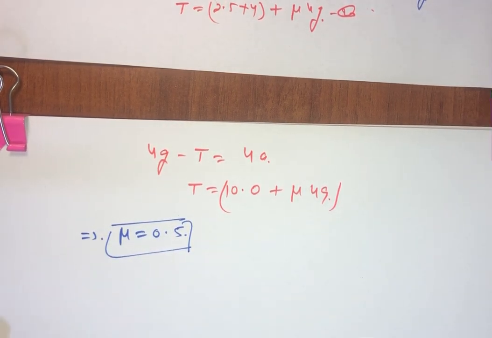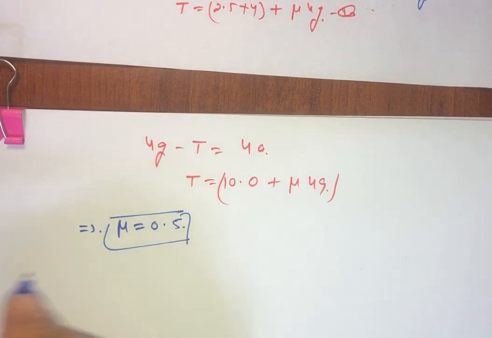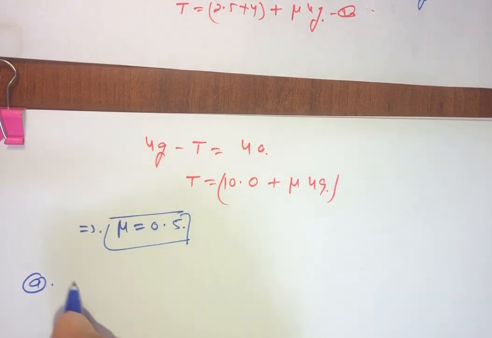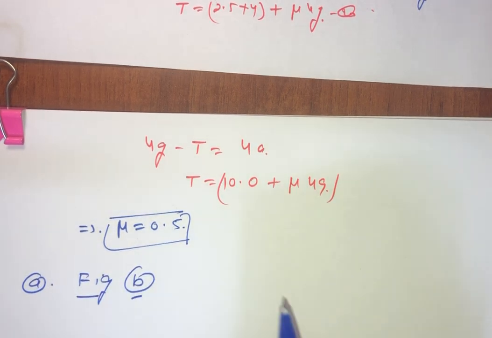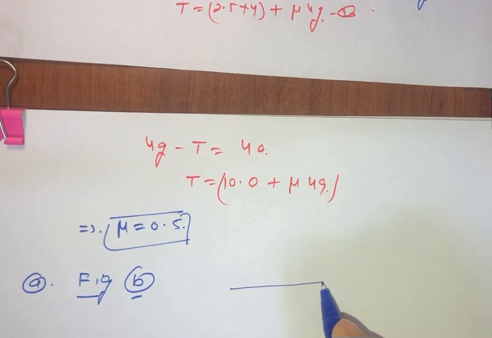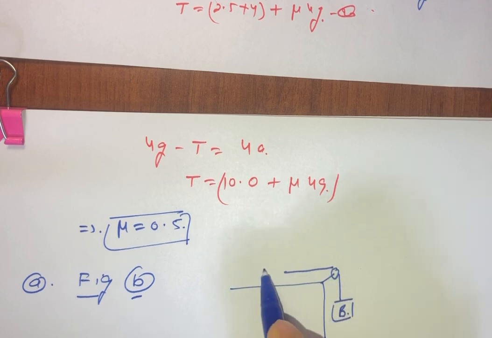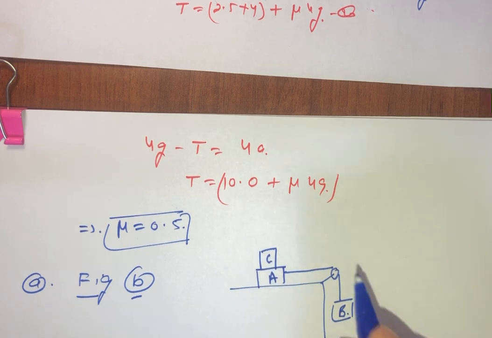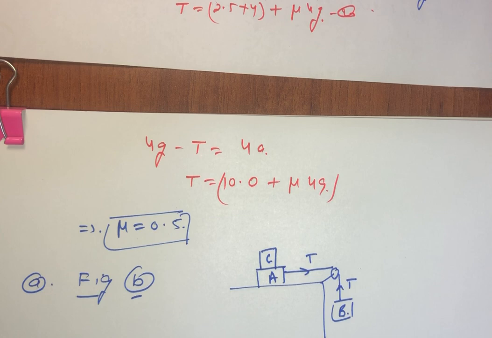Now we come to part A, which is figure B. So we have this block B and A, and what we did is place C on A. So this will be tension T and this will be tension T.